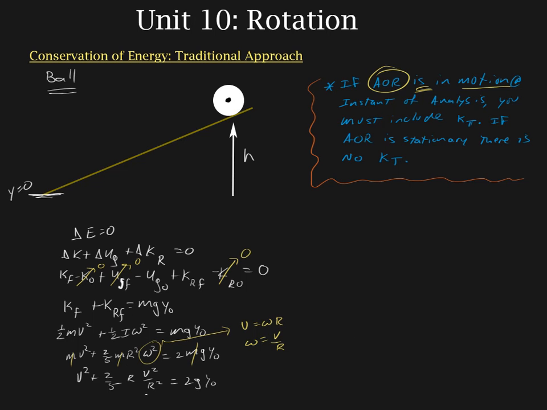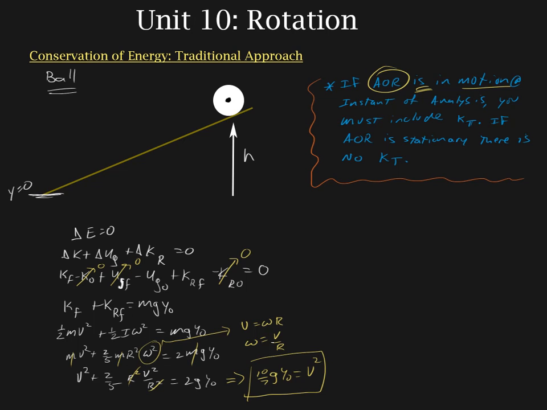Almost done. We can cancel out these r squareds here. And so what we end up with is v squared, or 5/5 v squared, plus 2/5 v squared, or 7/5 v squared. And when we bring that to the other side, we're going to multiply it by 2. We end up with 10/7 gy initial is equal to v squared. All right, so that's the answer that we get using the traditional approach.